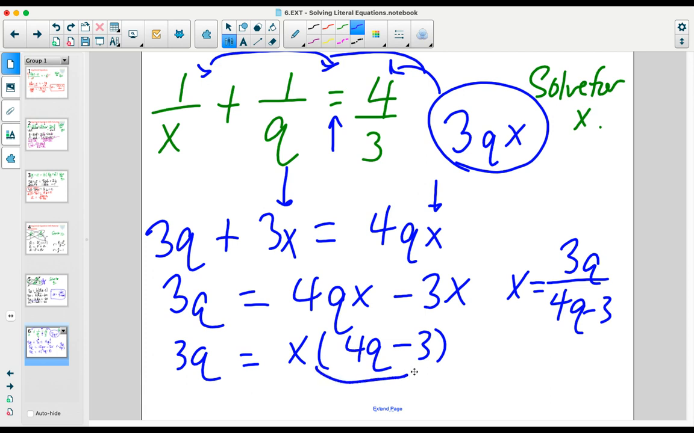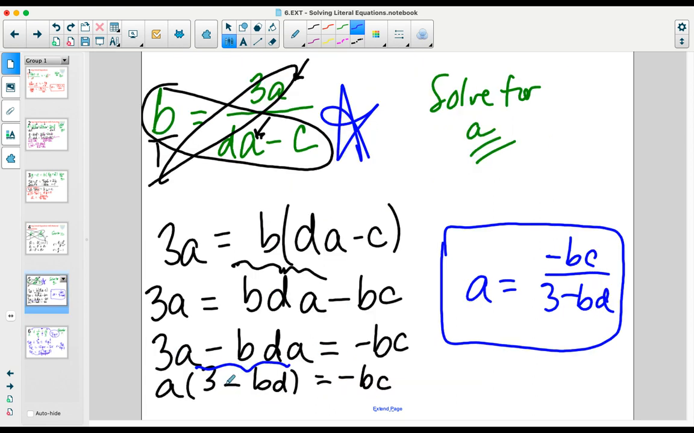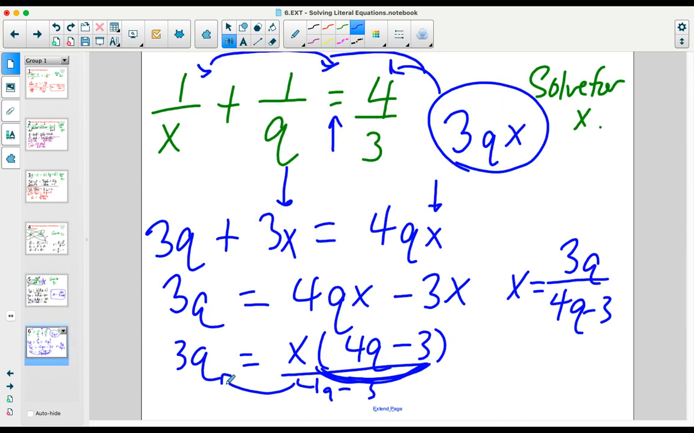Remember, this needs to be the divisor as it was being multiplied by the x. Both sides get divided by 4q minus 3. It becomes the divisor. So across these 3 examples, you saw a couple different techniques for clearing out the fractions. We have cross multiplication as a strategy for clearing out the fractions. We have our old friend, the common denominator, as a strategy for clearing out the fractions.